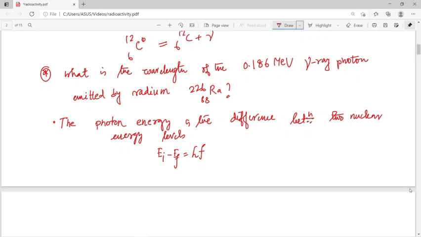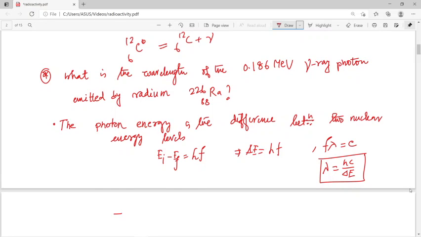So what we can know is that this is the energy difference, which is nothing but hf, and of course f times lambda is equal to c. So lambda can be written as hc by the change of energy, because we have to find the wavelength. First we can convert the photon energy into joule.